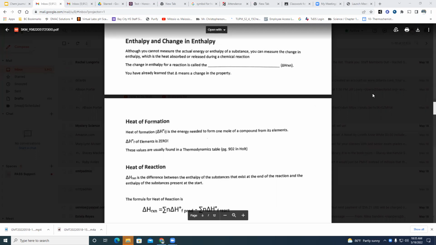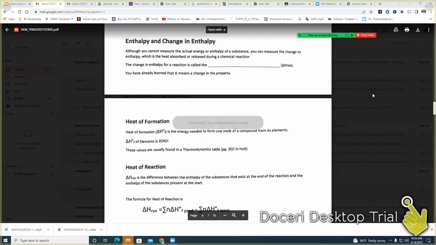Continuing with enthalpy changes in regards to reactions and how we can calculate that. So although we cannot measure the actual enthalpy or energy change of a substance, you can measure the change in enthalpy. And that's what we're going to be looking at today, one way to measure that. The change in enthalpy for a reaction is called the heat of reaction.